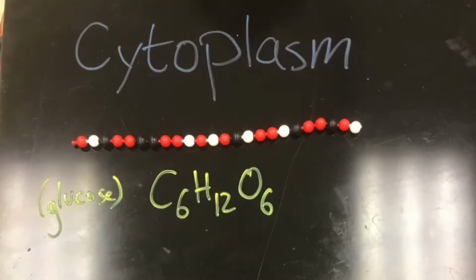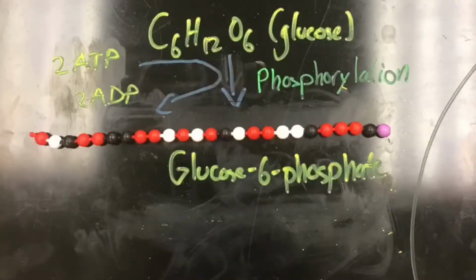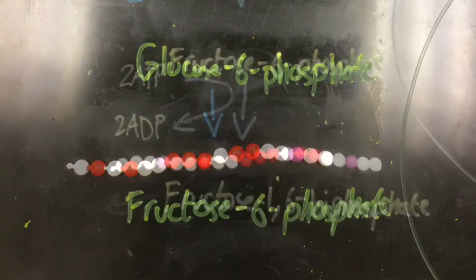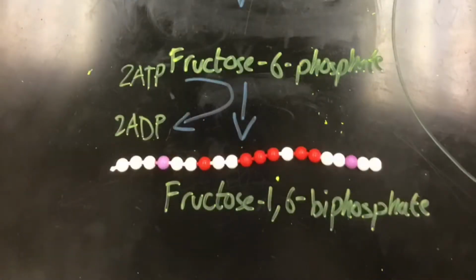Glycolysis takes place in the cytoplasm of the cell. It begins with 1 glucose molecule, the formula being C6H12O6. Then it becomes glucose 6-phosphate through phosphorylation, which is the addition of a phosphate molecule to an organic molecule. This then becomes fructose 6-phosphate, and fructose 6-phosphate is then converted to fructose 1,6-bisphosphate. 2 ATP are converted to 2 ADP.